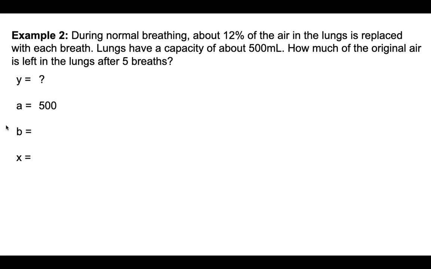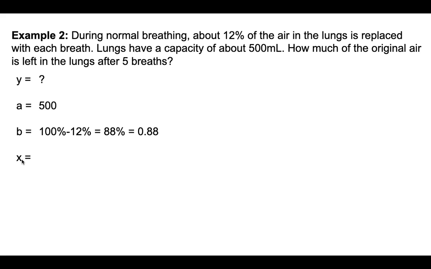How much are we changing by each time is going to be our B. So we're going to be going down by 12% each time. Remember, with decay, you're going to do 100% minus the amount it's going down by to get your multiplier. So 100 minus 12 is 88%. Change that to a decimal, 0.88.